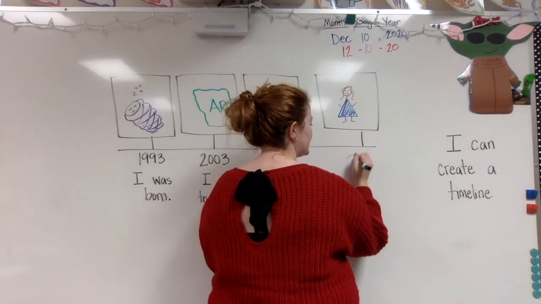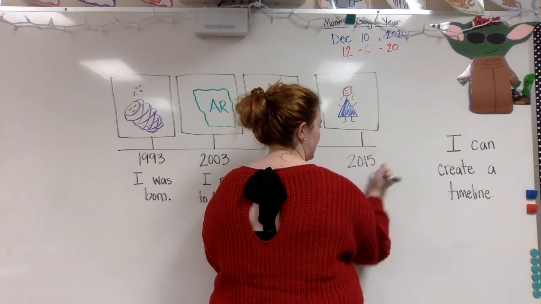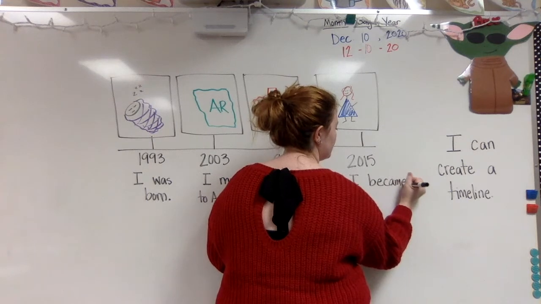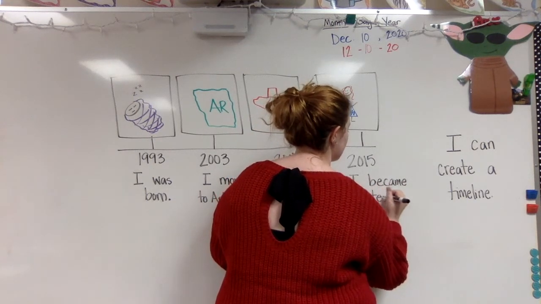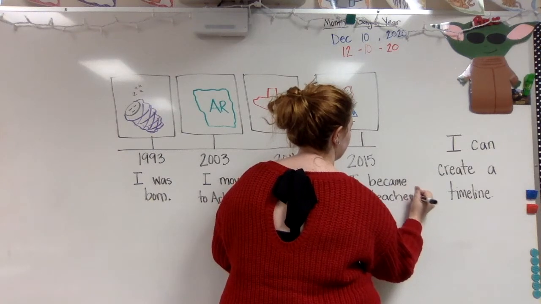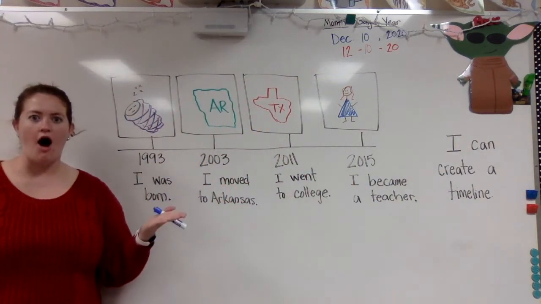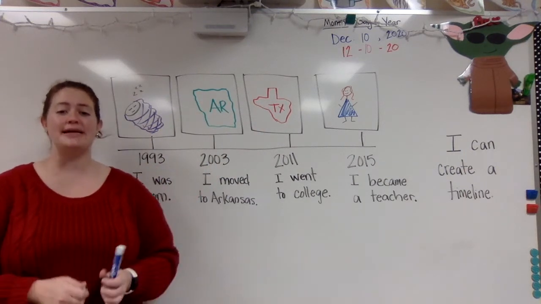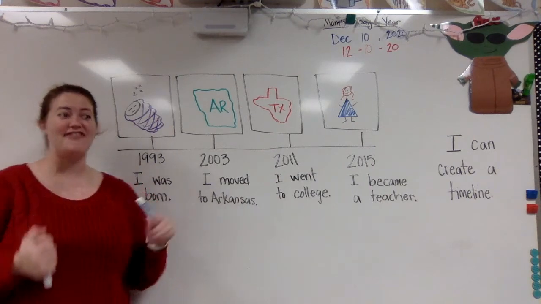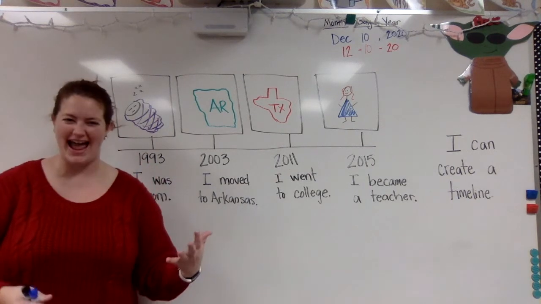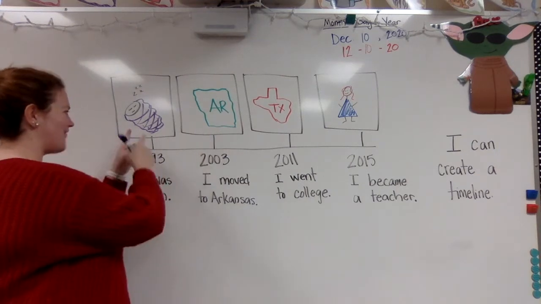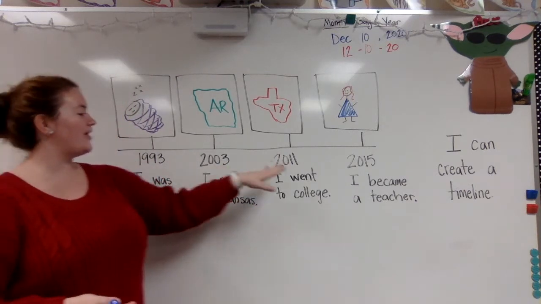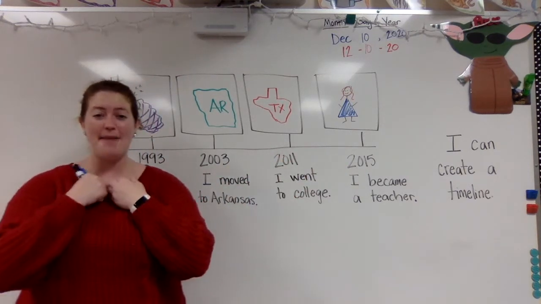I need to put the date, 2015. I became a teacher. All done. Here is my timeline. These are the really important events that happened in my life, and they're in order when they happened, okay? Because it wouldn't make sense if I put that I was born in the middle, right? That wouldn't make any sense. My important events are in order when they happened, and they happened to me.